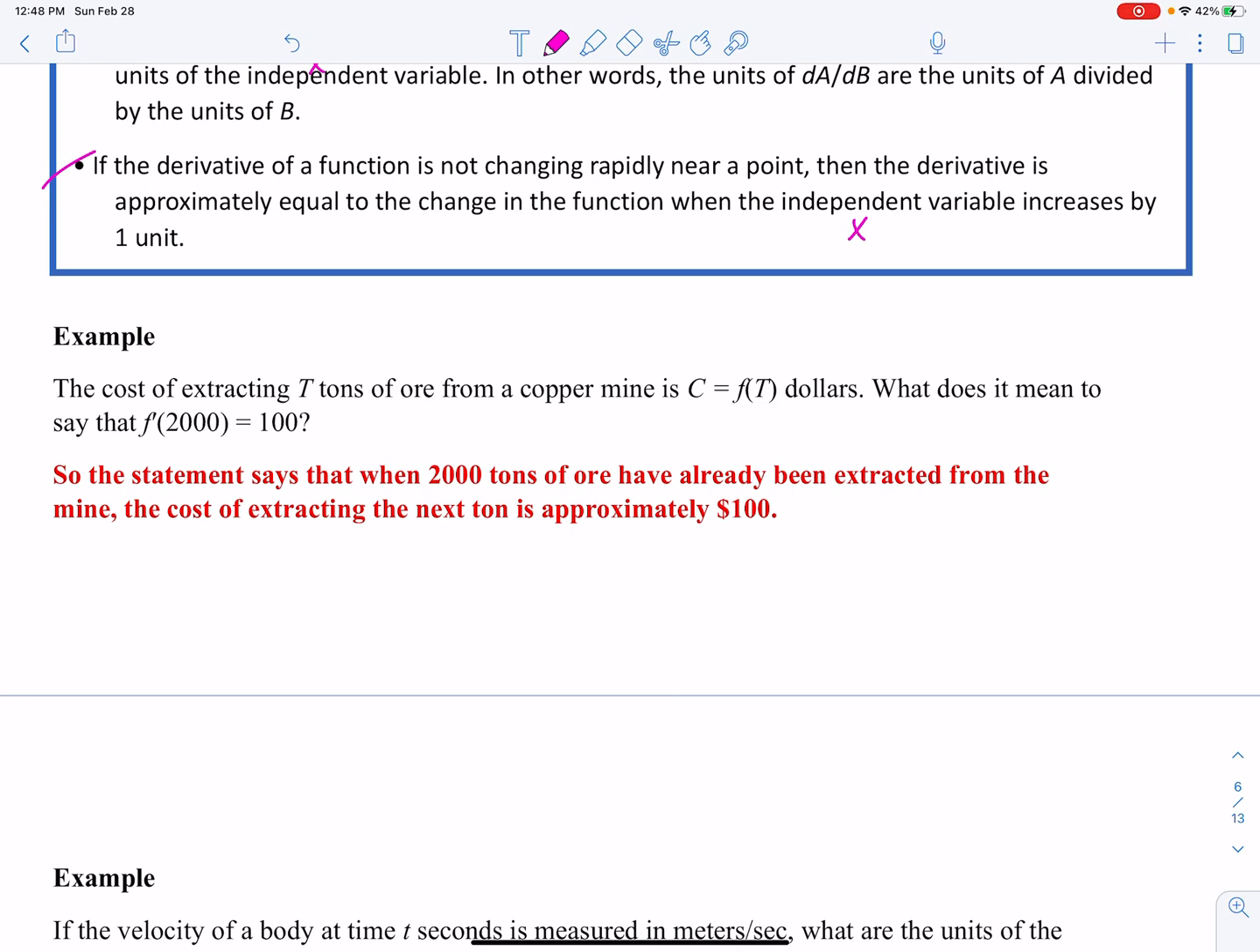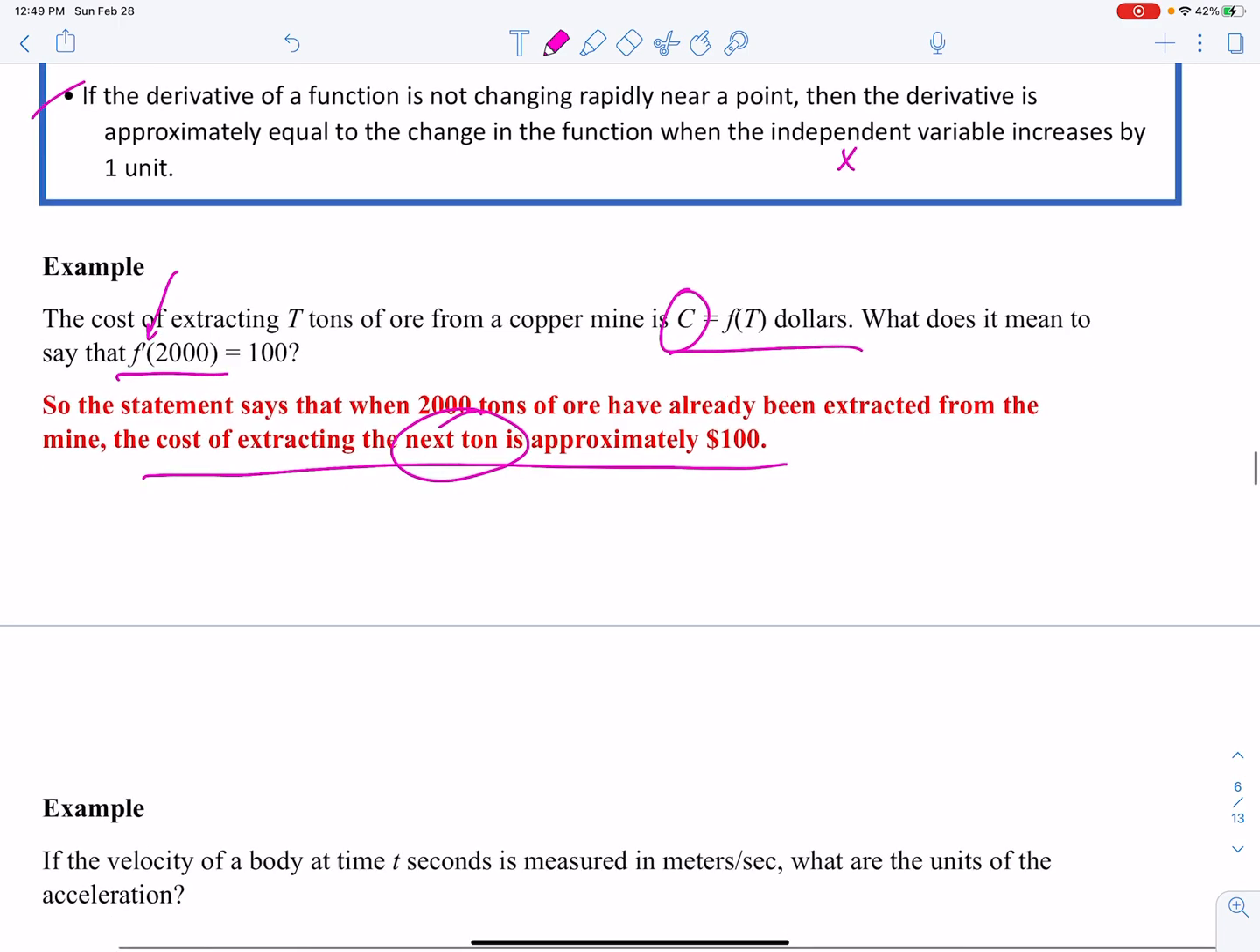Example, the cost of extracting T tons of ore from a copper mine is C equals F of T dollars. What does it mean to say that F prime of 2,000 equals 100? I know it's hard to see, there's a little prime right there. So that says when 2,000 tons of ore have already been extracted from the mine, the cost of extracting the next ton is approximately $100, because the function is cost. So that's important to understand how to interpret these things.